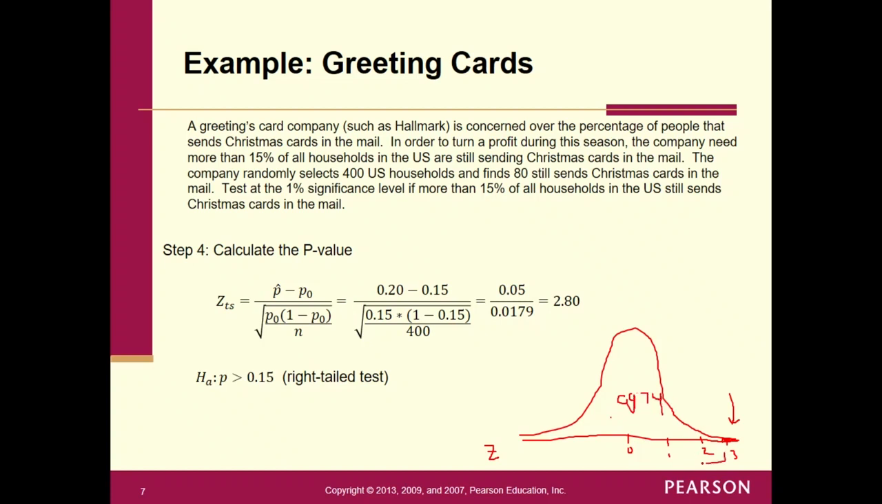Why? Because remember, the book is always giving us less than. We want greater than. It's right-tailed. So what's our p-value? 1 minus this value right here. I got 0.0026 as our p-value, 1 minus 0.9974. Sounds like a small p-value.